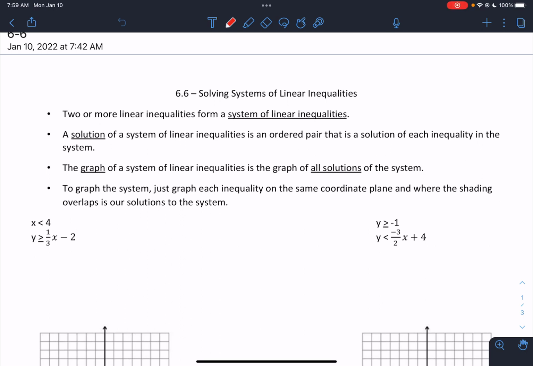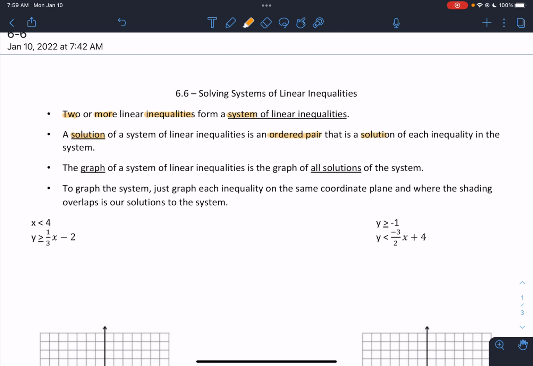Okay, so today we are going to work on graphing systems of linear inequalities. And so when we're doing this, just like we did earlier in Chapter 6, when I have two or more inequalities, that's going to be a system. So we'll focus mainly on just doing two at the same time. And a solution to our system is still an ordered pair that's a solution for both of those inequalities at the same time.